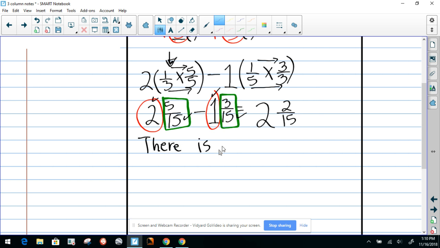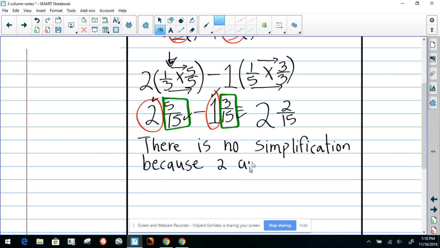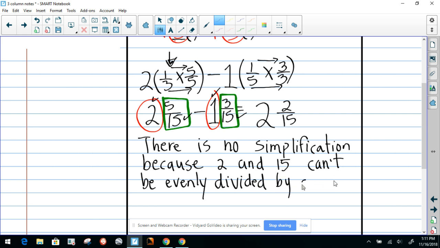There is no simplification because 2 and 15 can't be evenly divided by a single digit.